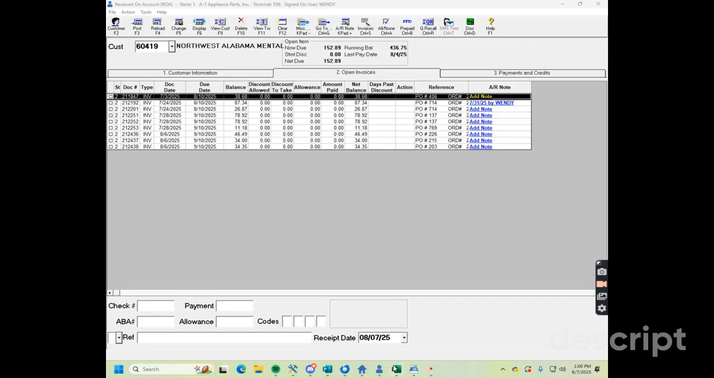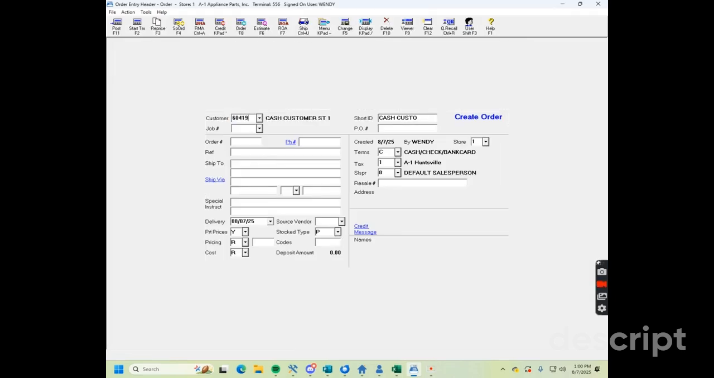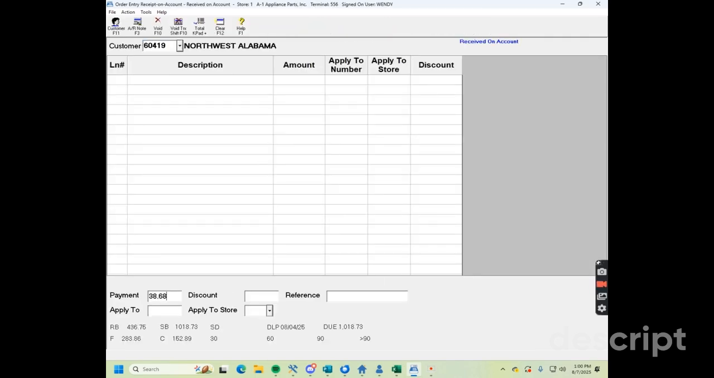I do it. I would first of all stick it in the bank just like normal. 60419 is paying for $38.68, and the invoice number is 211847. And I have to put the apply to store as 2.